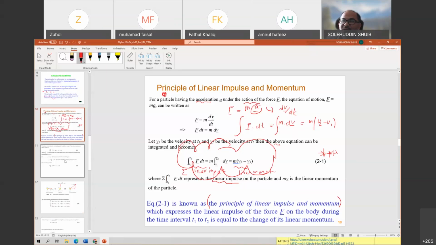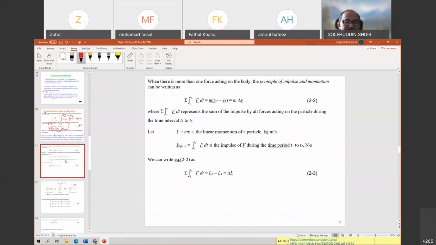Next we proceed to explain the concept when there is more than one force. Just now we took only a single force. This time, what will happen when we have more than one force acting on the body? So what's the name of the principle just now? Do you still remember what the name is?